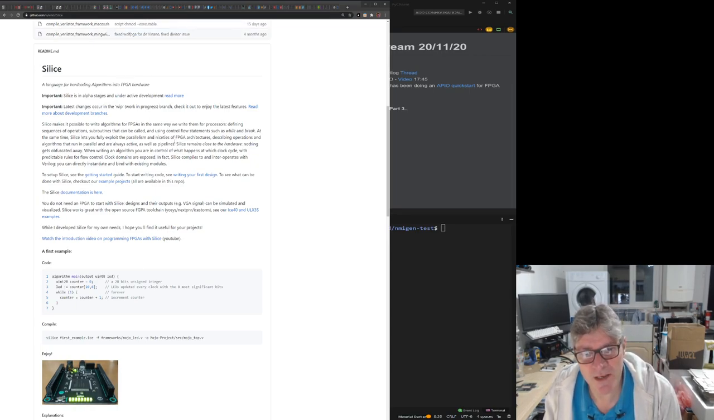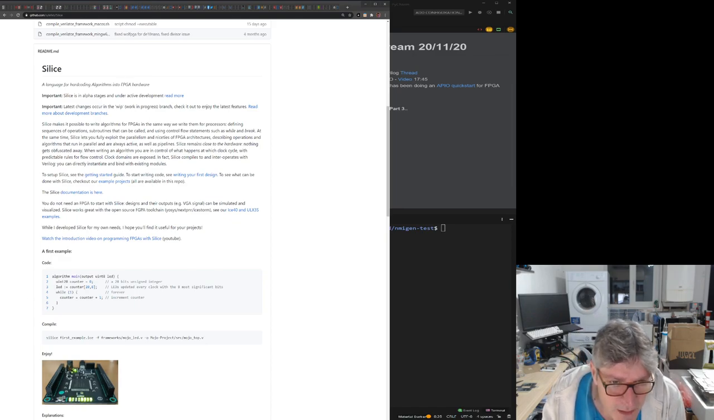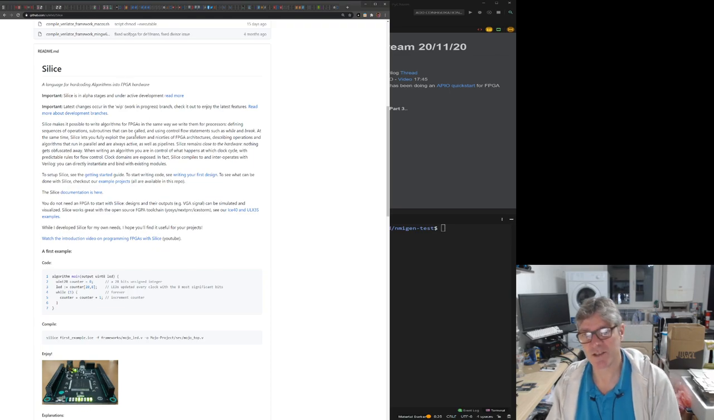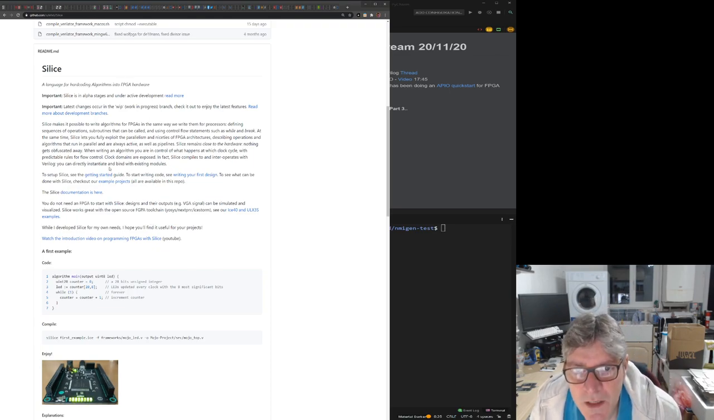So is it more like an HLS rather than an HDL? I'm guessing. Hold on, what's Laurie saying? Doesn't look like Wire has compile time meta features like Amaranth and SpinalHDL, which is what gives those languages their higher power. Possibly, yeah. I'm just trying to work out whether Silice is more of an HLS rather than an HDL. What do you think, Nori?